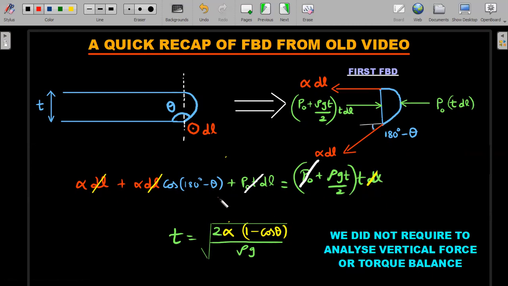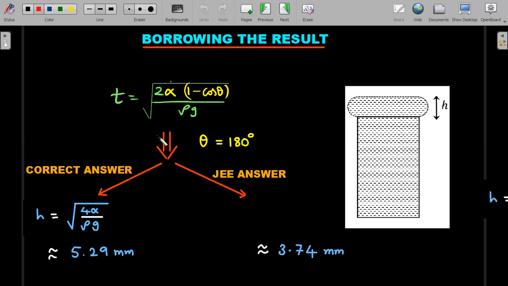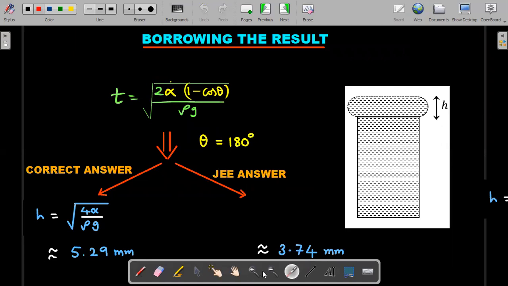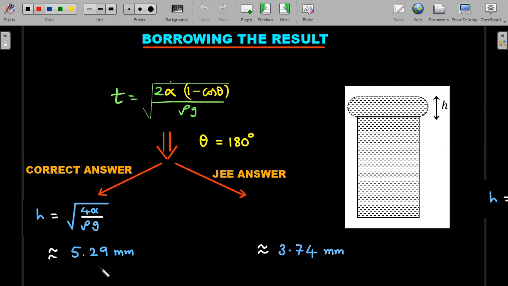Right, so imagine this thickness T is the height h in the JEE problem, and this expression is correct. And if we apply that in the JEE question, let's see what students got in a correct manner. So borrowing the result, this T is your h, and theta is 180 degrees here, you could see, because he's mentioned almost a semicircular one. Then you end up getting theta is 180. This would become 4 alpha by g under root. And when you substitute all those three values numerically given in the question and take a square root, you end up getting approximately 5.29 mm.